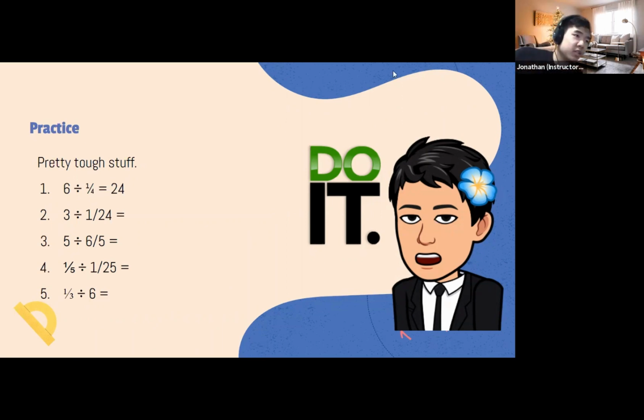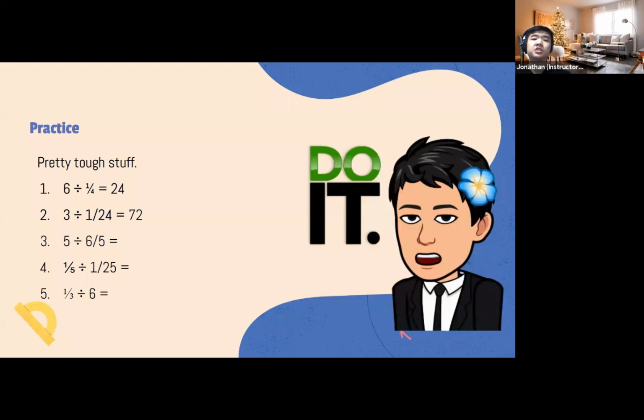Okay, so that has been indeed 5-6 minutes. So let's go over them. So first one, obviously, was 24. Nothing too difficult there. Second one is 72 because first of all you flip the bottom. 1/24 becomes just 24, and you multiply by 3. So 24 times 3 is 72.